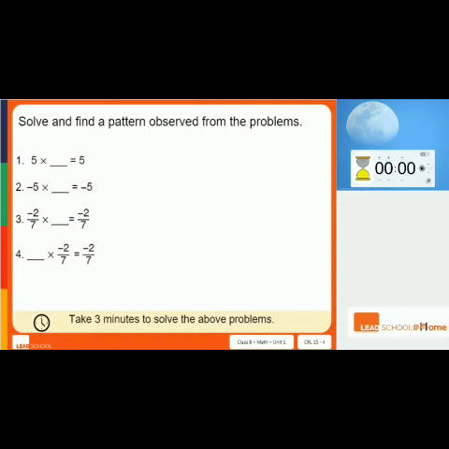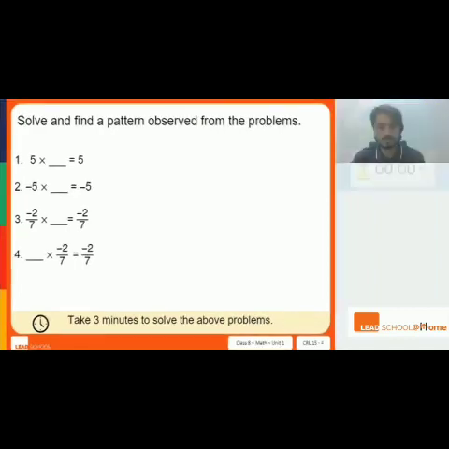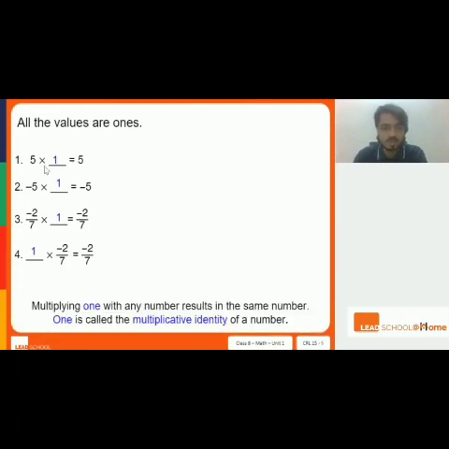Time is up. Let us check the answer. So all the values are ones here. 5 multiplied by 1 is equal to 5. Similarly, negative 5 multiplied by 1 is equal to negative 5. Negative 2 by 7 multiplied by 1 is equal to negative 2 by 7. 1 multiplied by negative 2 by 7 is equal to negative 2 by 7.